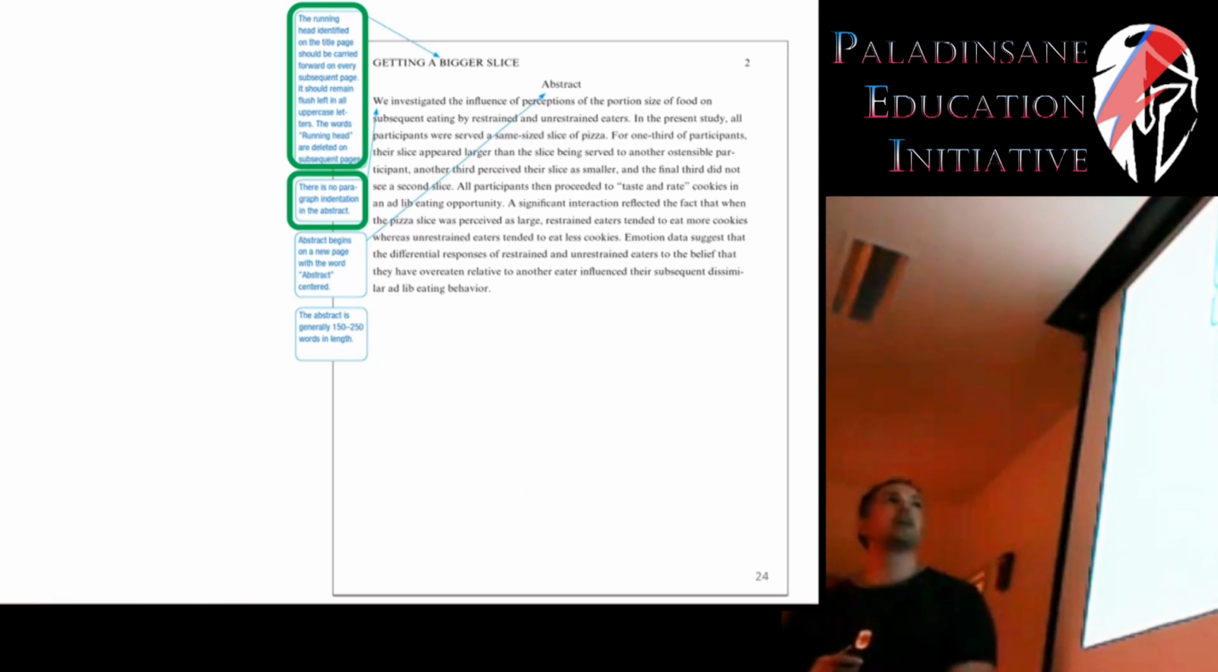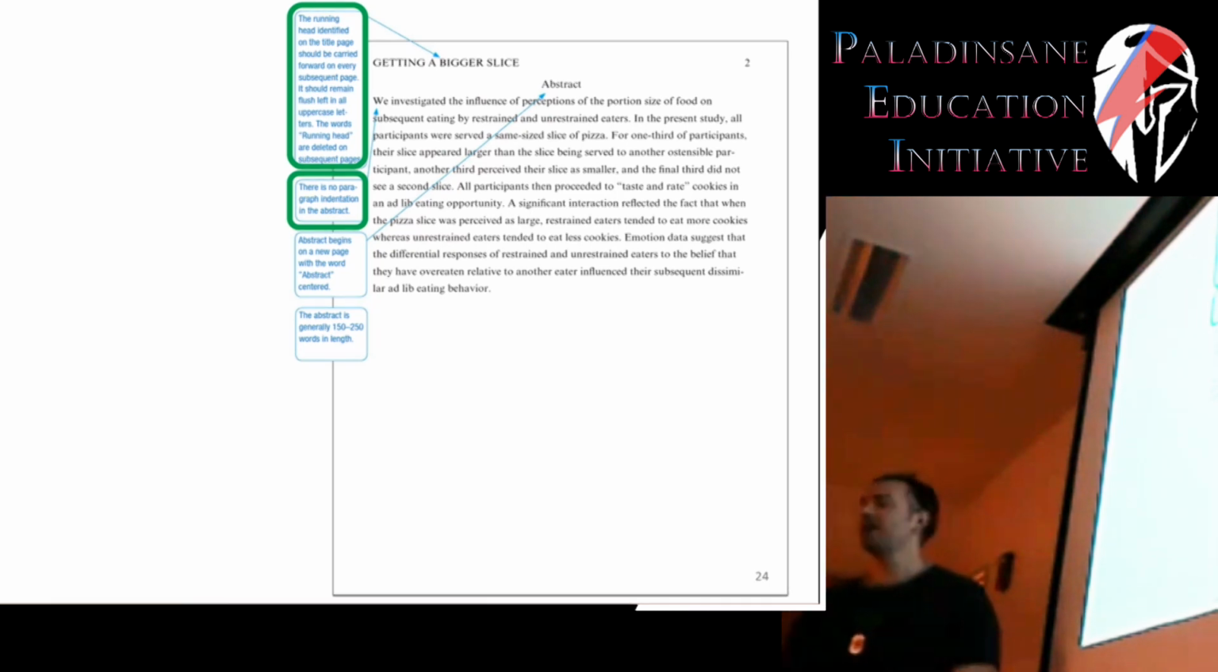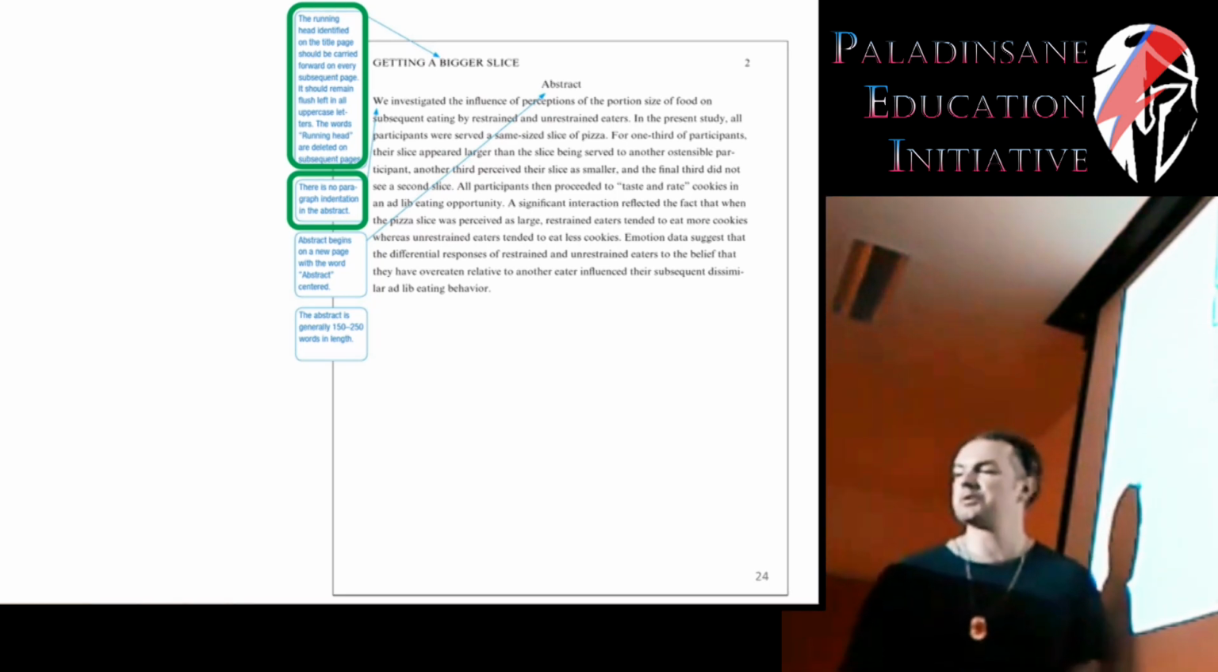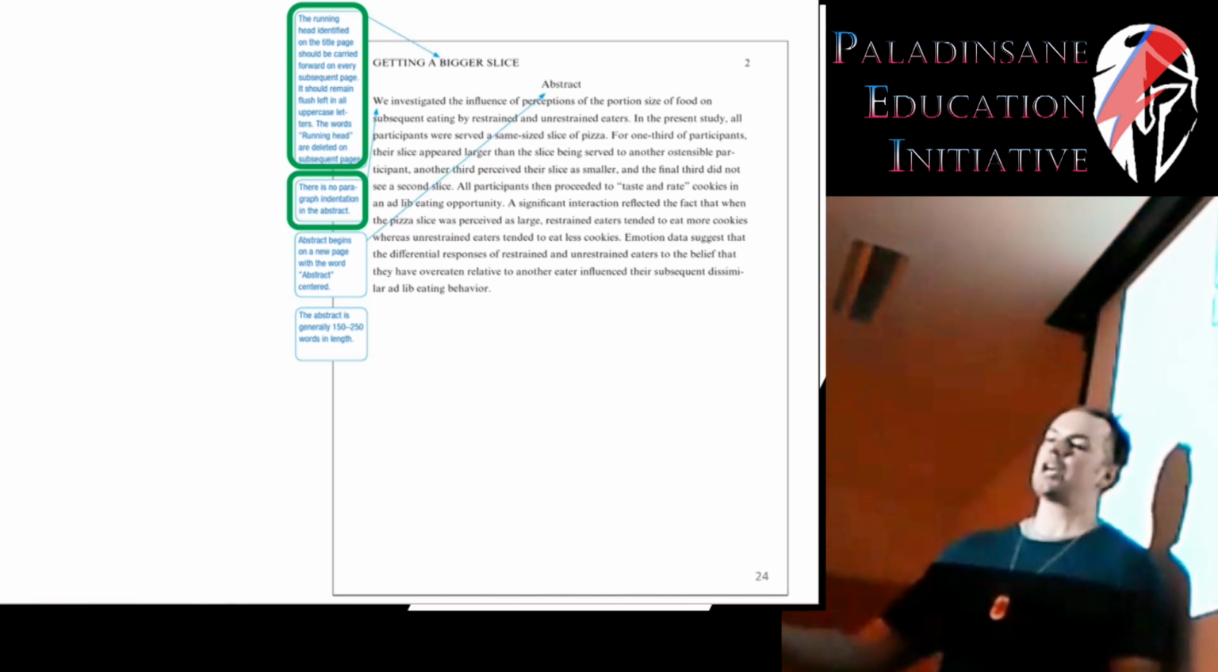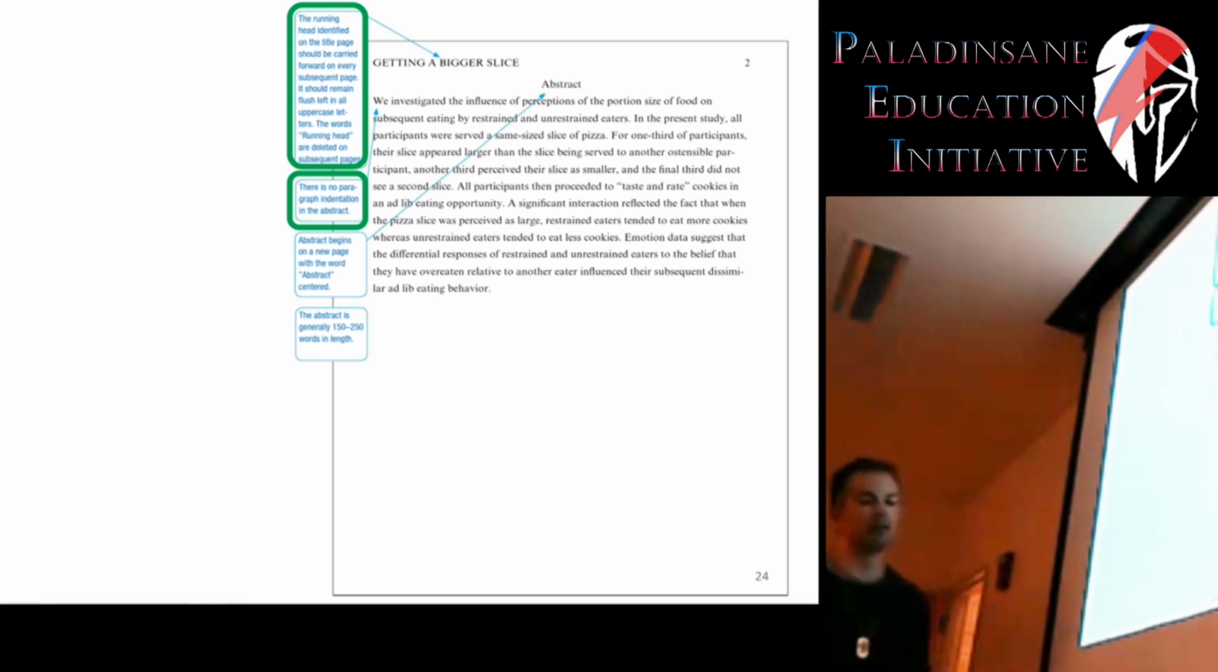So it might seem like a small thing. It is a small thing. Honestly, I don't think it's going to throw anybody off if you indent your abstract, but it's a signal that you don't know APA. So make sure that you don't indent your abstract.